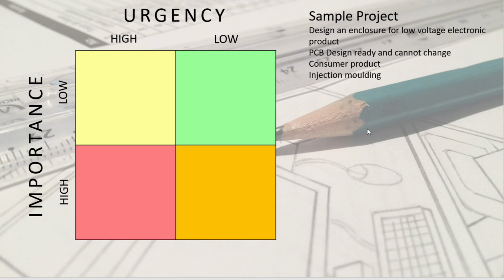Our sample project is to design an enclosure for a low voltage electronic product. The PCB design is ready and cannot change. It's a consumer product and it must be done with injection molding. So the highest importance and the highest urgency is actually the inner shape. The inner shape is defined.